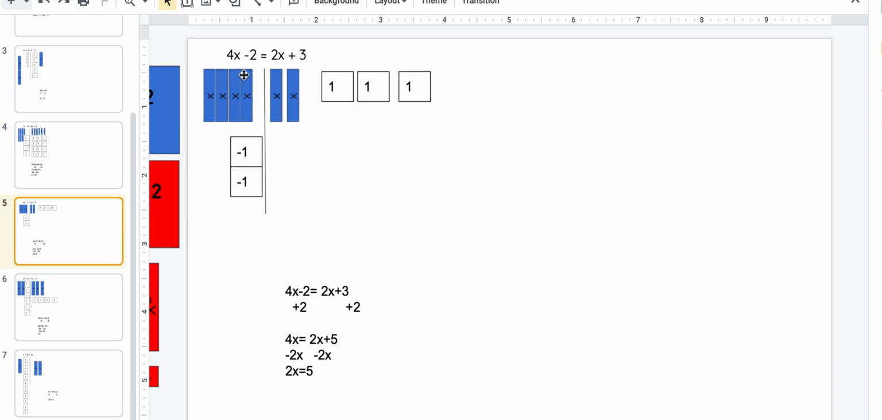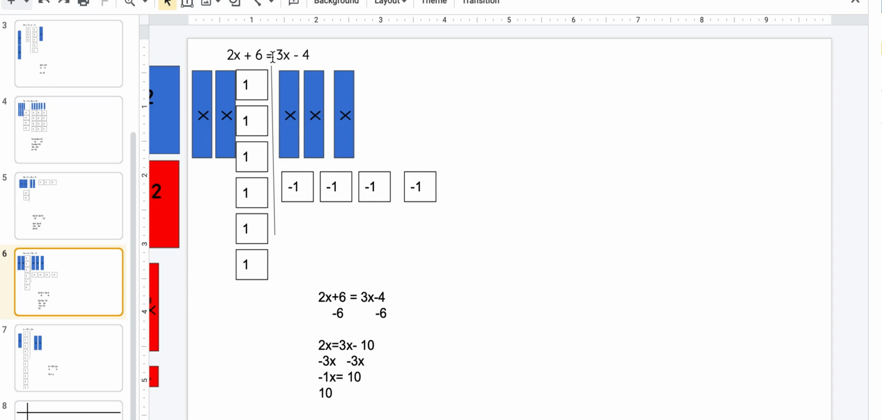And then 4x minus 2 equals 2x plus 3. So the 4x's, the minus 2, the 2x's, and the plus 3's. We have to add 2 to zero these out, and then we add 2 to the other side. So then that is 5 right here. And then we subtract the 2x's from both sides, so then we just have 2x equals 5.